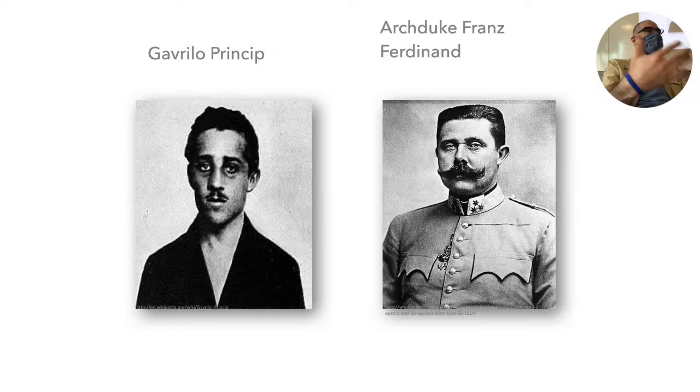But what happens is that everybody's alliances get activated, right? And so an attack on Serbia by Austria-Hungary suddenly brings in the Russians, right? That brings in the Germans. That brings in the French and the British.